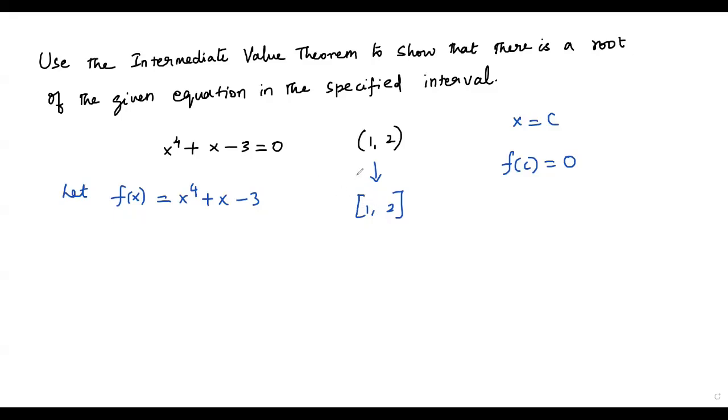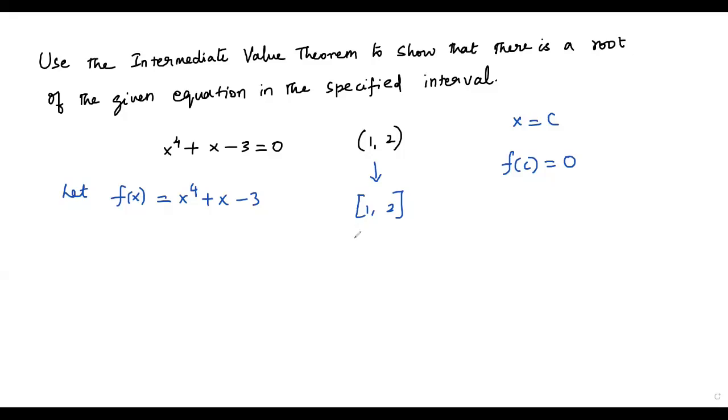Now, to check whether the intermediate value theorem applies for this function, I have to make sure the function is continuous over the closed interval [1, 2]. Since it's a polynomial function, it's continuous for all real values of x. So f of x is continuous for all values of x in the closed interval [1, 2]. So the first condition is satisfied.